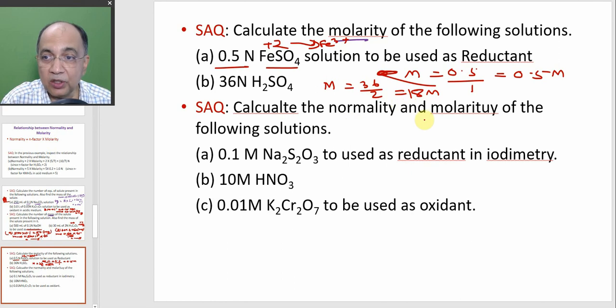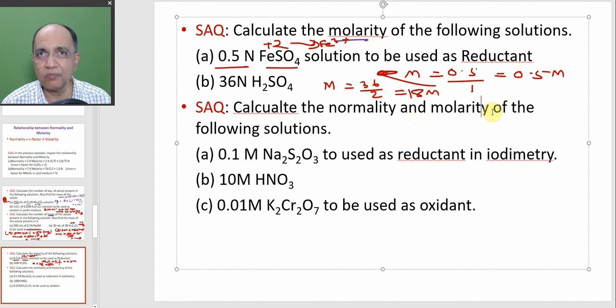Similarly, calculate the normality and molarity. It's becoming molarity. I am so sorry. This is molarity of the following solution. 0.1 M sodium thiosulfate to be used as a reductant in iodimetry. We shall study that. What is iodimetry? Hold on.